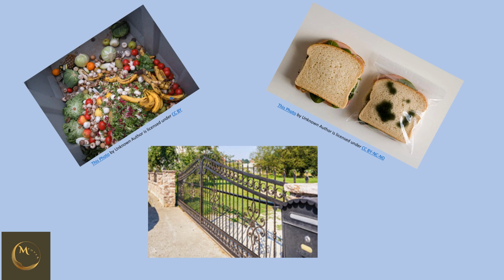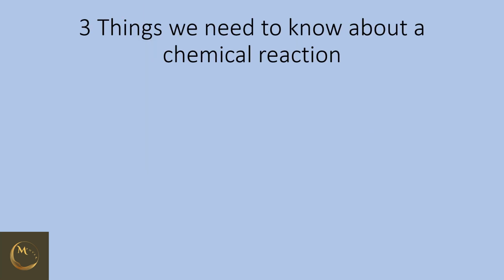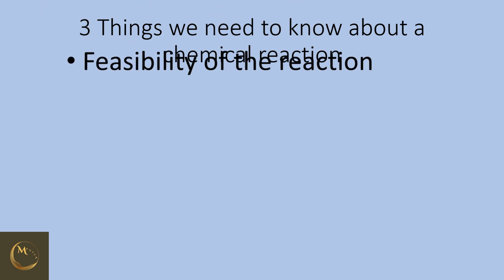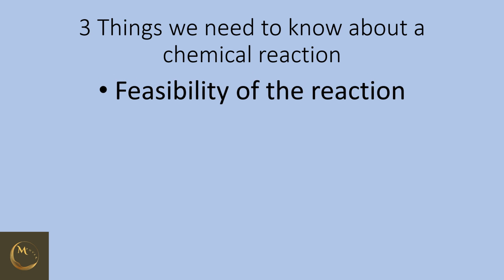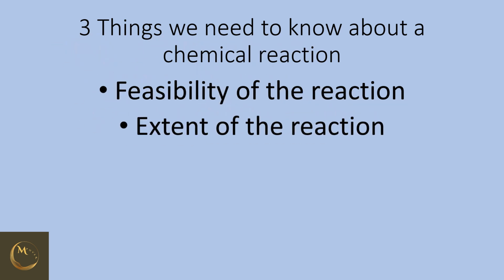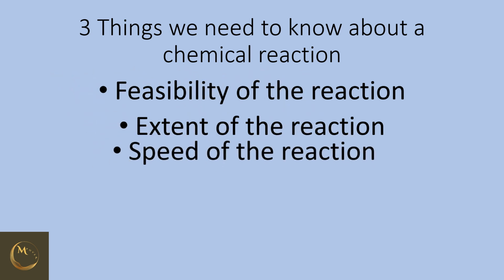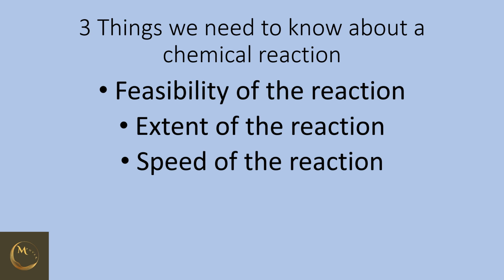Now, when we learn chemistry, we need to learn three things about a chemical reaction. The first is whether it is feasible for this chemical reaction to happen or not. The second one is the extent to which a reaction can proceed. The third is the speed at which the reaction will take place to reach equilibrium. Now, let us take each factor and see which branch of chemistry can help us to understand this.